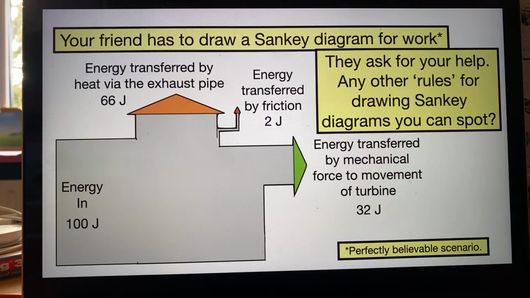You need to do some adding. Adding needs to happen. Have you spotted that the energy input is exactly the same as the energy output? So the 3 arrows, wherever they are, if you add them all together, you get the amount of energy going in. That makes sense, doesn't it?